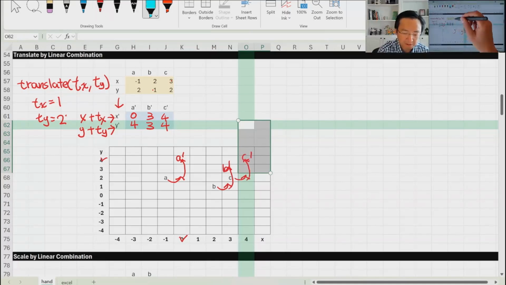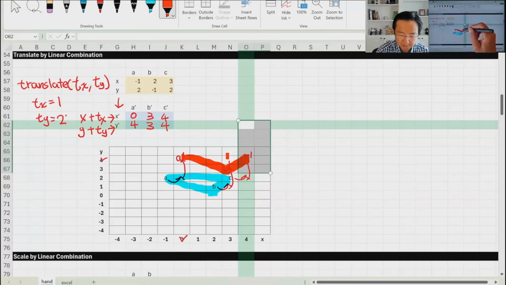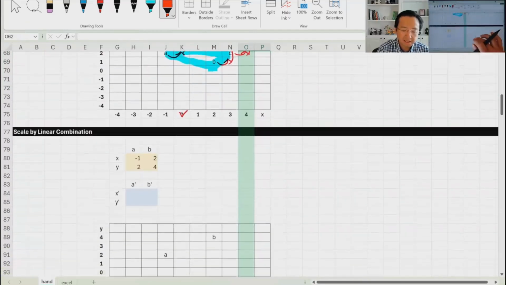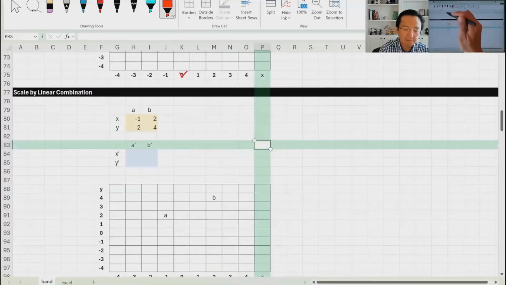And if we draw this triangle, we have this shape, and after the translation we get the same shape, but just moved to a different place. With this system, we are able to say that they are actually the same shape. They are related to each other through a translation of 1 and 2. Let's analyze the next case.